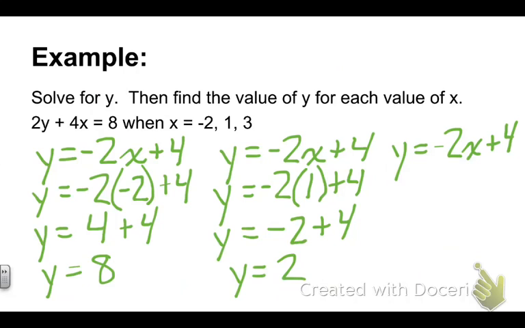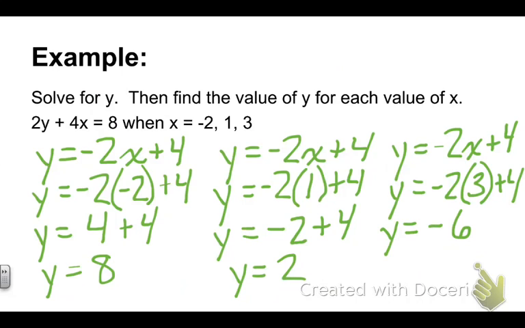And then finally, our last one. What is the value of y when x is positive 3? So negative 2 times positive 3. So multiply. Negative 2 times 3 is negative 6 plus 4. And negative 6 plus 4 is negative 2.